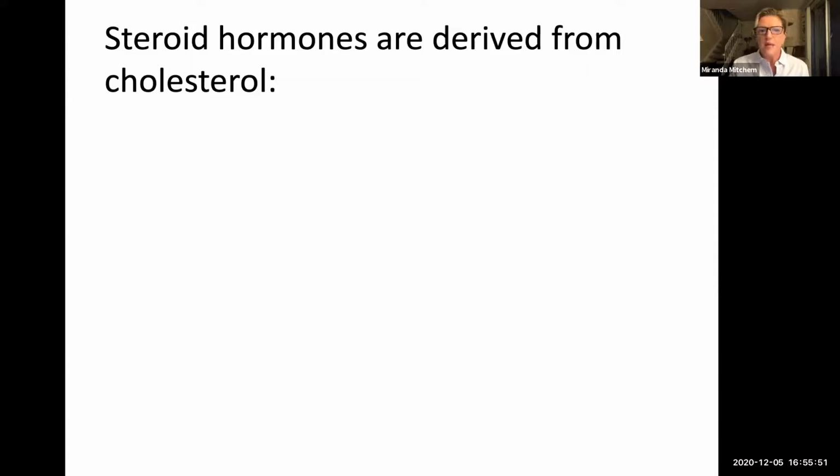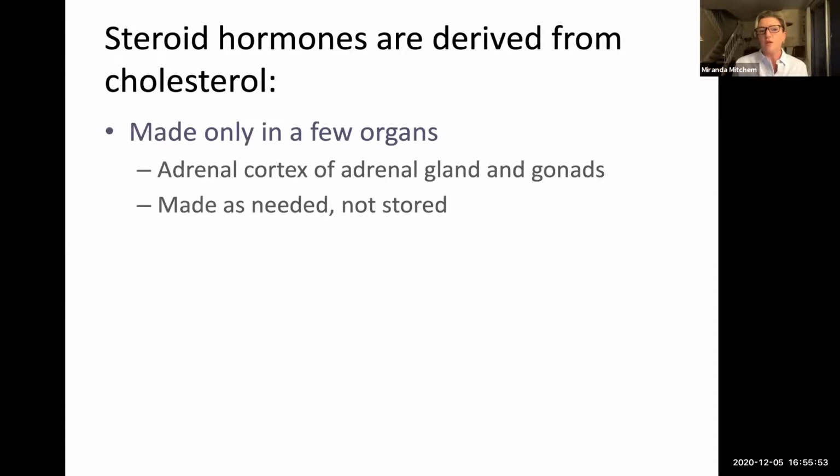Now let's talk about the steroid hormones. Now they all are derived from cholesterol. So we spend a lot of time in medicine talking about the unhealthy effects of bad cholesterol, but this is an example of a needed effect from cholesterol. We need it to make our steroid hormones.